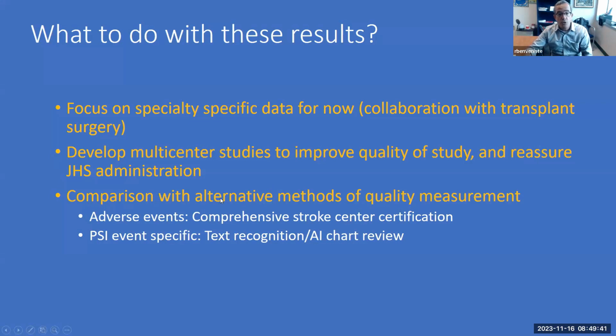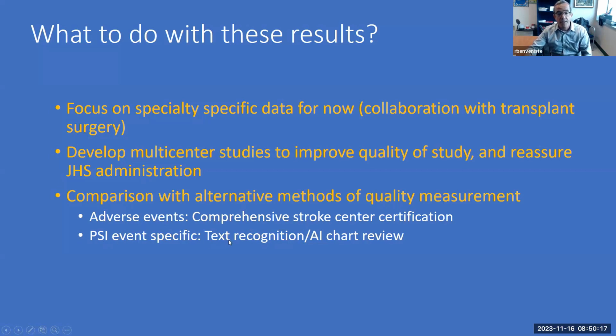And we do want to compare these accuracy results with alternative methods of quality measurement. I don't have time to discuss it here, but the Comprehensive Stroke Center certification is a mechanism that uses specialists in the field reviewing charts, with regular review of the validity of the quality measures. It actually is a much better but much more labor-intensive way of using simple quality measures. And it would be interesting to compare, for example, neurologic complications between the two types of review.